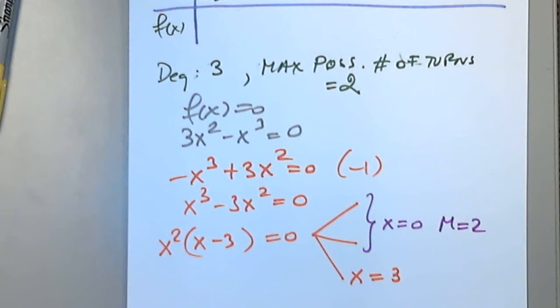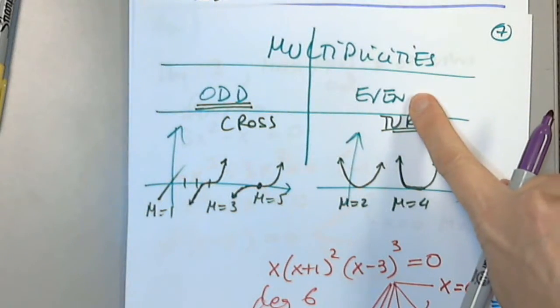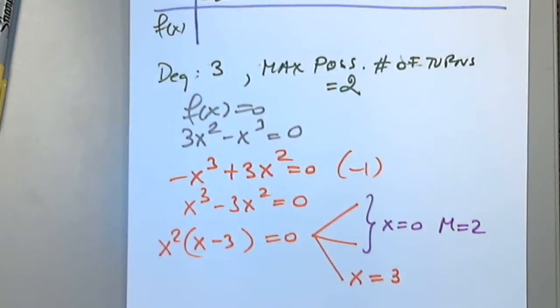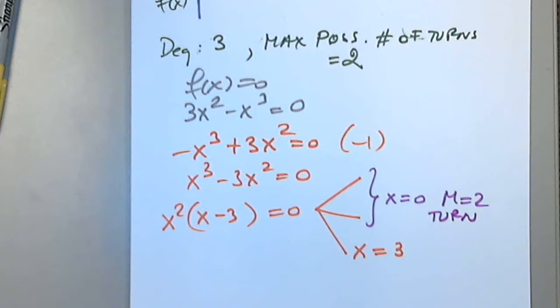What will that mean for the function? What will the function do at the point 2, 0? Cross? Even multiplicity? It'll turn. Very good. I am going to make myself a note. What is the multiplicity for x equals 3? What does that mean? What will the function do at the point 3 comma 0? Cross. Straight cross. Nothing fancy. Correct.